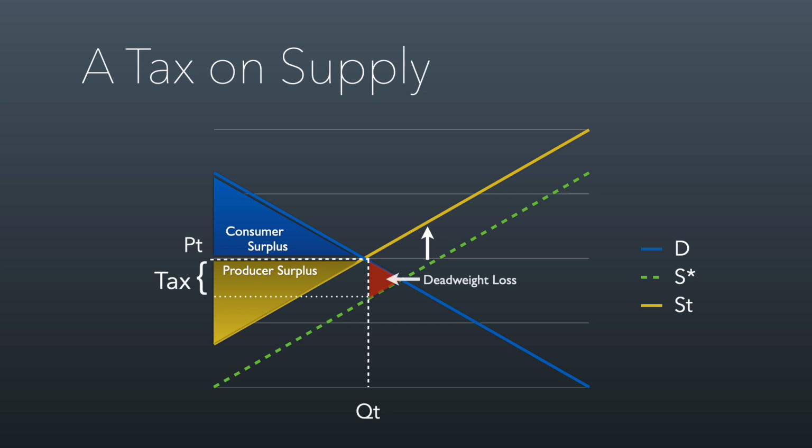And it's the red triangle there, and the red triangle is called deadweight loss. And deadweight loss is essentially squandered consumer and producer surplus. So this is where we tax everybody selling cereal. But what if we imposed a tax on just some of the people selling cereal?